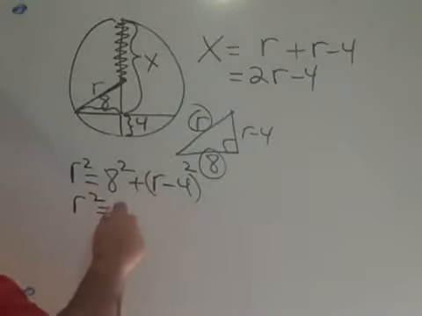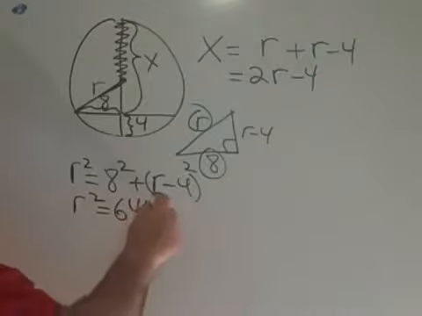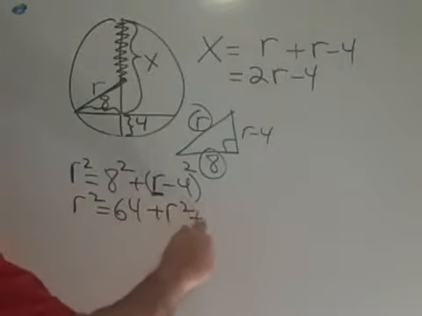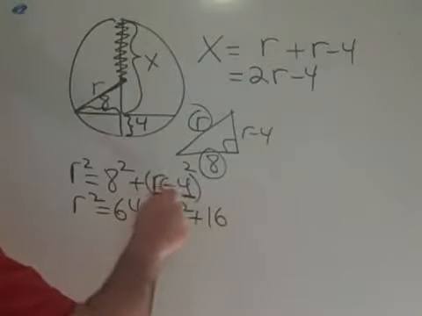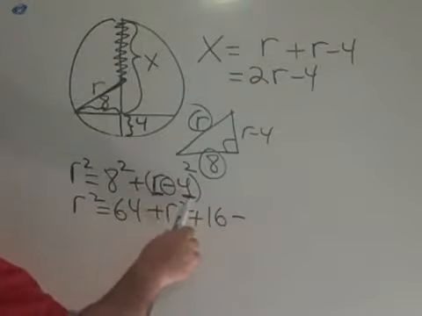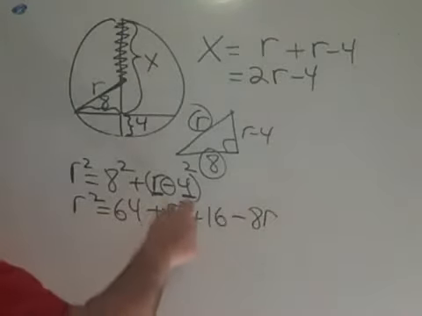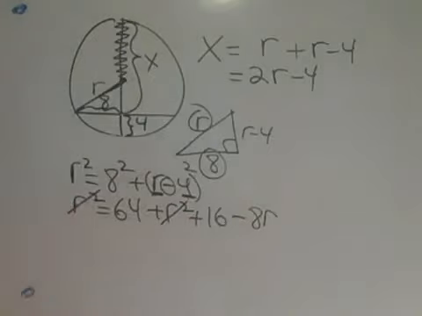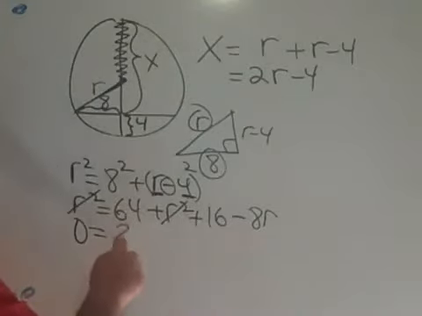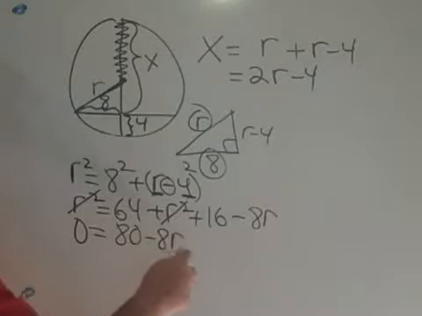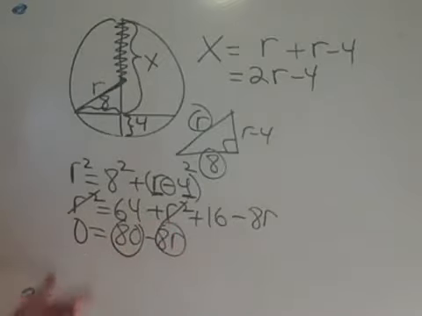That is, r squared is 64 plus r squared plus 4 squared minus r times 4, which is 4r, times 2, which is 8r. The first thing I would do is subtract r squared from both sides, leaving 0 on the left side. 64 plus 16 is 80, minus 8r. Well, the difference between these two is 0. That means 80 equals 8r.